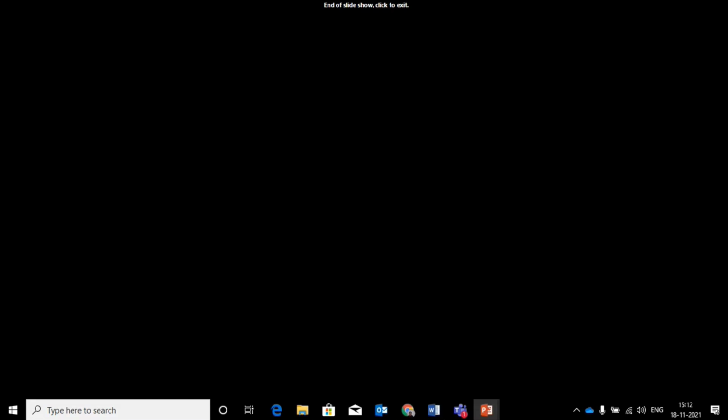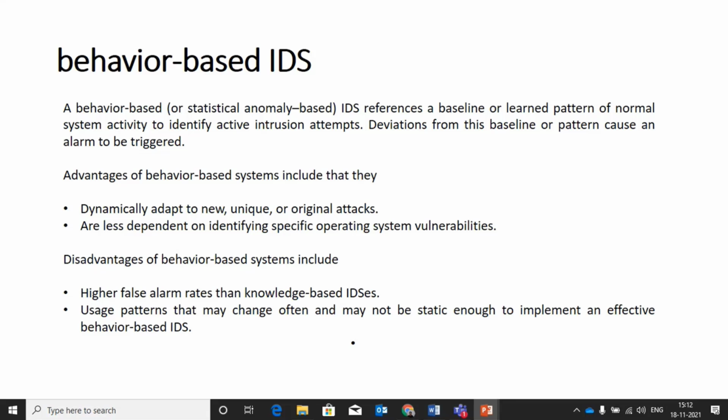And the last category is the machine learning-based IDS, which we are dealing with in the labs. We have a data set, and we see how machine learning works with the IDS. So that's it. That's all about the IDS.